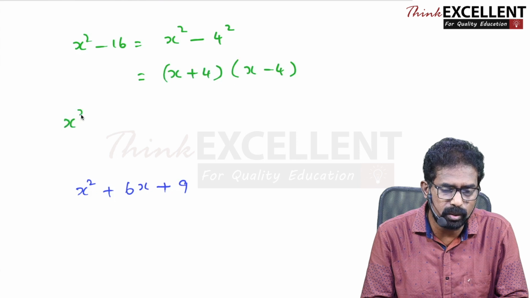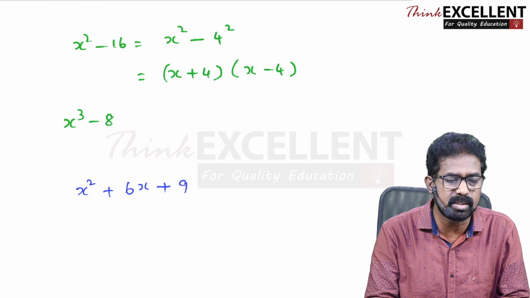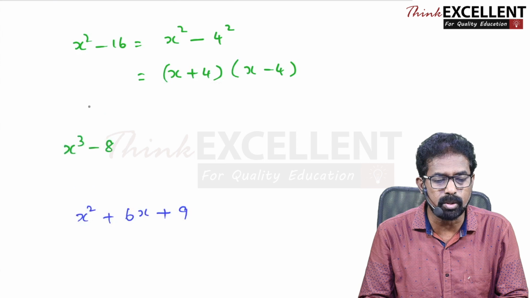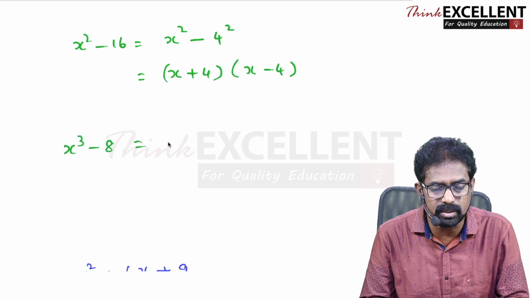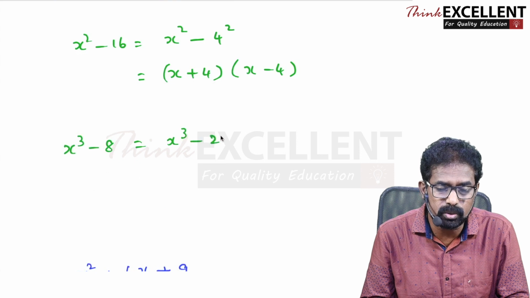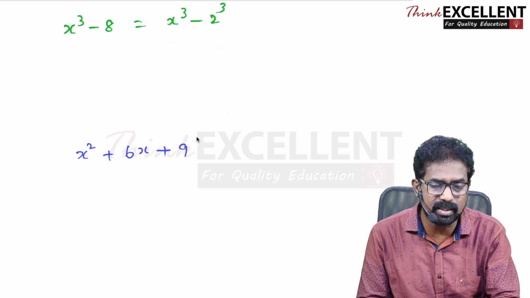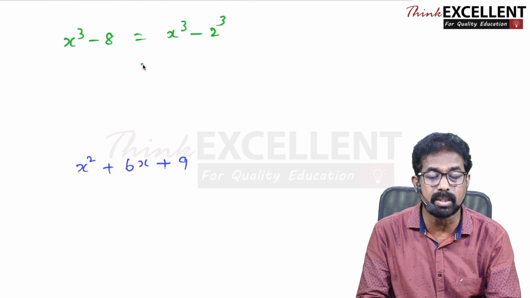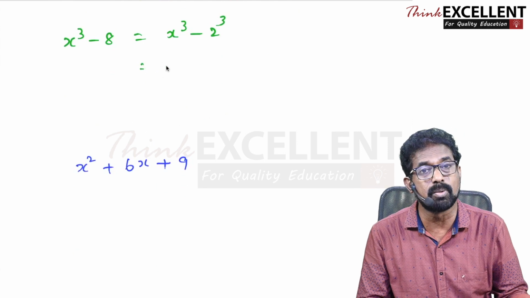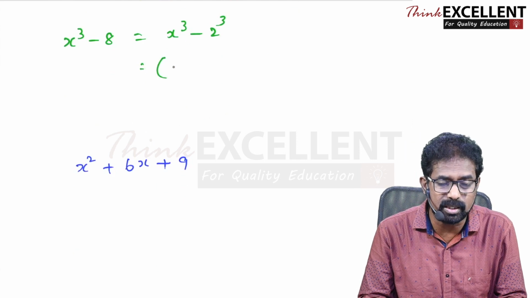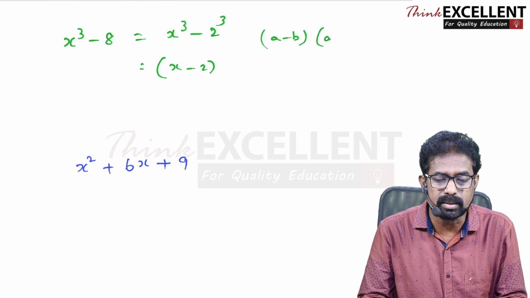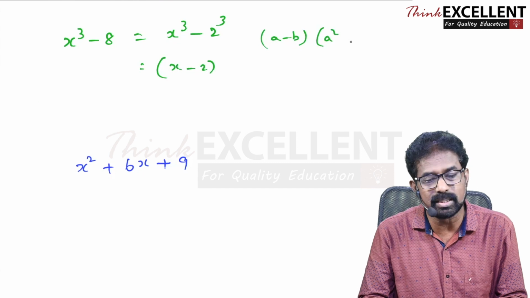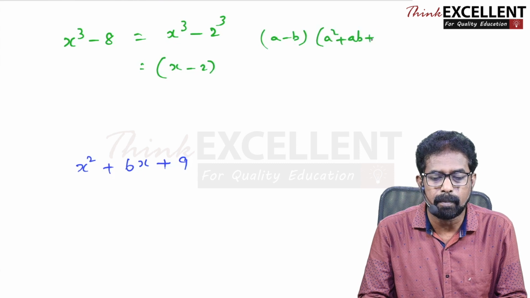Suppose x cube minus 8. How can you factorize this one? 8 can be written as 2 cube, right? So this is x cube minus 2 cube. This is of the type a cube minus b cube. Just now we studied a cube minus b cube. If minus is outside, it is a minus b, so x minus 2, into a square, and if minus is outside, inside plus: plus ab plus b square.